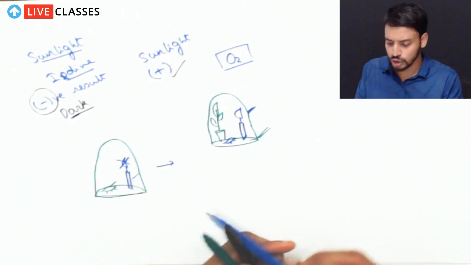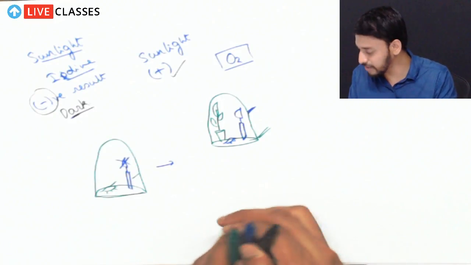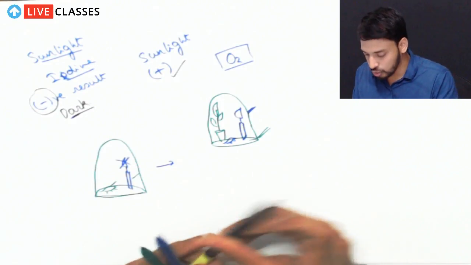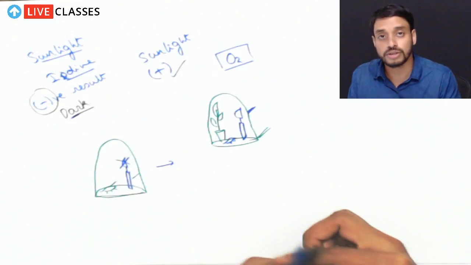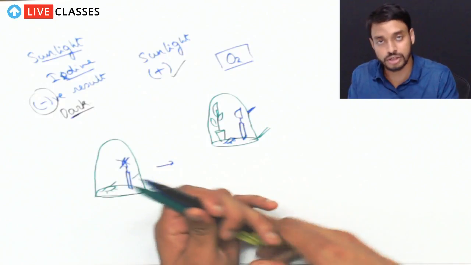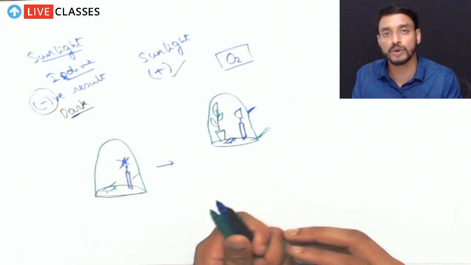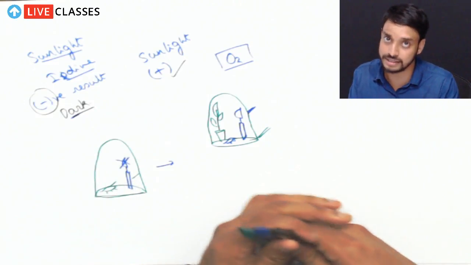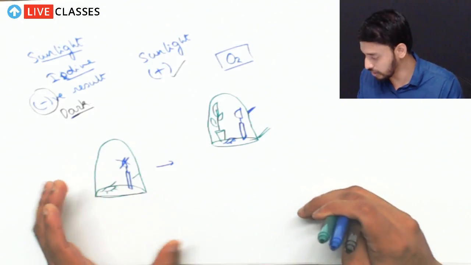Okay, so let's move on with our experiments now. Along with this, we have talked about the dark experiment, okay? The half-leaf experiment we have discussed previously, in which we used KOH and proved that carbon dioxide is necessary for the process of photosynthesis, correct?